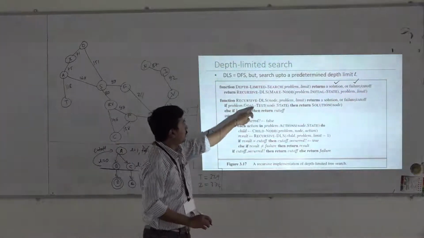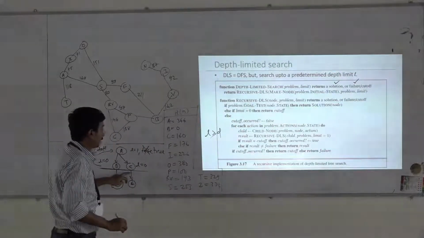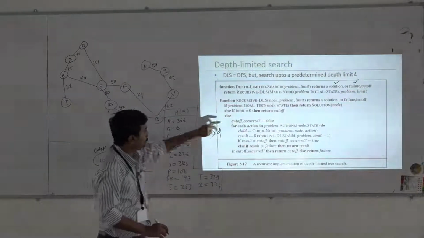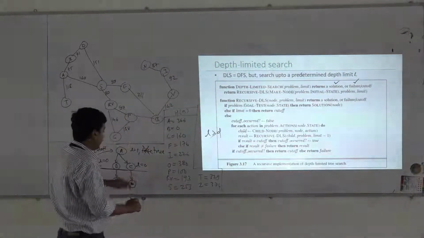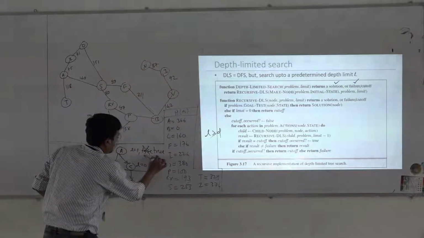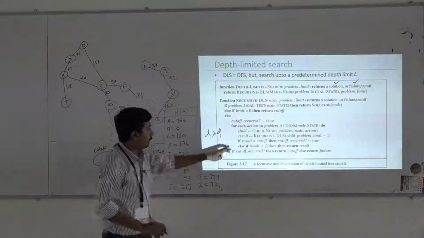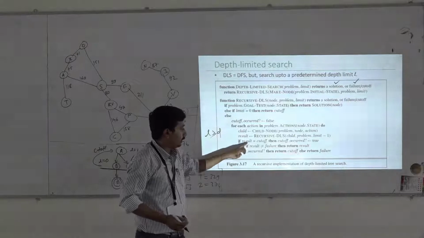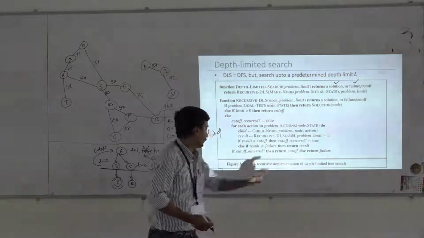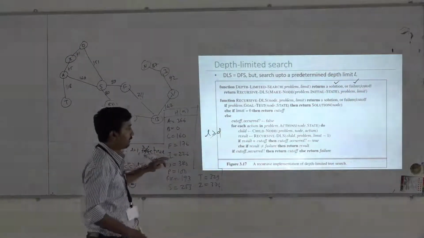Next, the goal test is applied on C. Well, it is not a goal, so this is false. Then limit equals 0, yes, and it is returning cutoff. So we'll come back here for node A. Then result is cutoff, and cutoff occurred equals true.